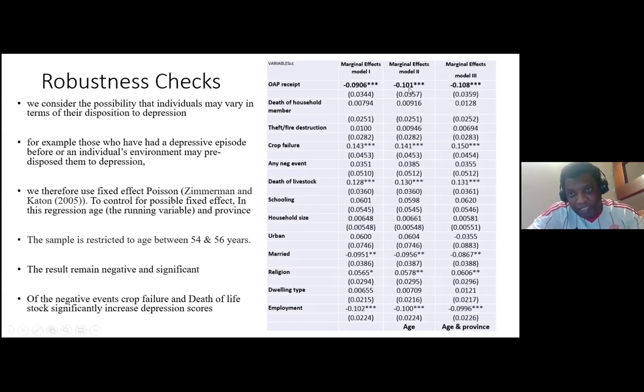Even though the estimate is considerably smaller than what we are picking up for the RD design, it's still negative and significant. And here we control for other things we couldn't control for in the RD design. We control for province, we control even for age, the running variable, and we still find a negative and significant effect.